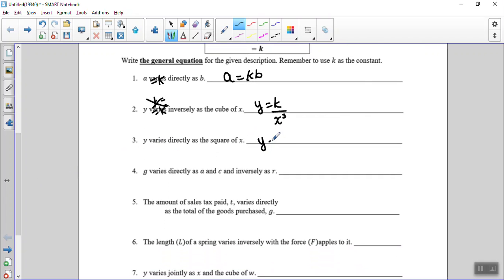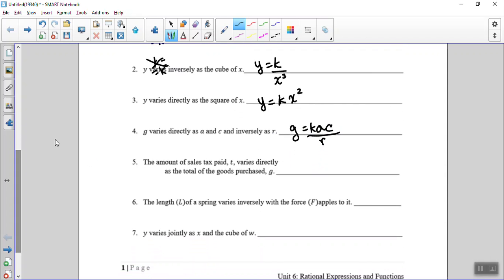Y varies, y equals k, directly as the square of x, x squared. And then g varies directly, g varies, so equals k, some constant, directly as a and c, so k times a times c, and inversely with r. And then the amount of sales tax paid T varies, so T equals some constant directly as a total of goods purchased, so K times G.